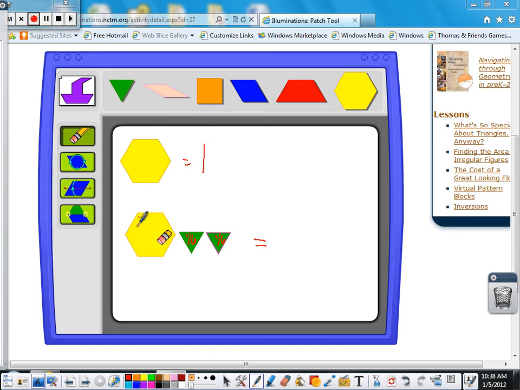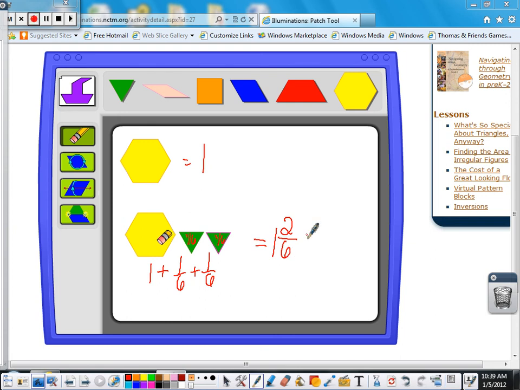So now I know I have 1 whole plus 1/6 plus another 1/6. That's 1 plus 1/6 plus another 1/6, which is going to equal 1 whole and 2/6. So I get 1 and 2/6 as my mixed number.